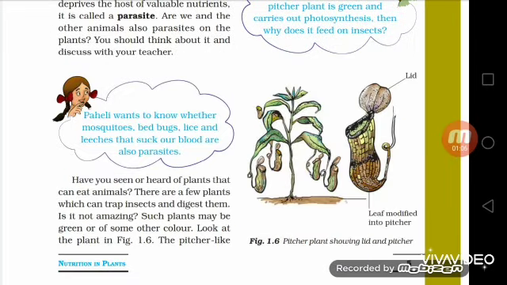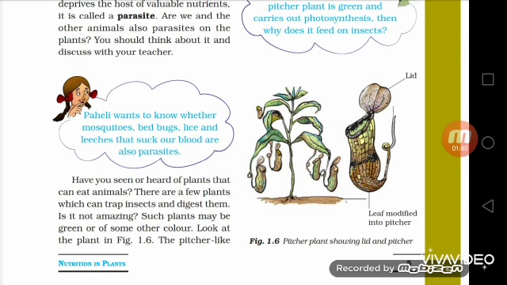Now the other mode of nutrition is the insectivorous mode of nutrition, or insectivorous plants. Many times in cartoons or in some funny films you have seen a cartoon character going near a plant and then the plant eats that character. Have you seen that ever? Yes, I'm sure you have seen it. Such plants exist in real life also, and they are called insectivorous plants. Have you seen or heard of plants that can eat animals? Yes, you have seen and heard of it, but through animation.